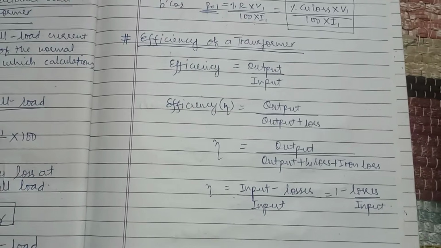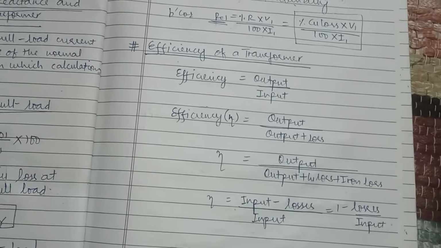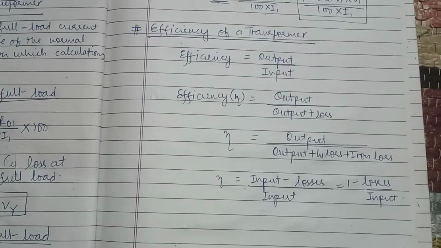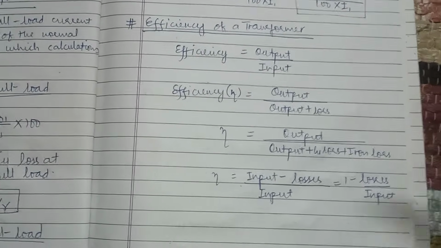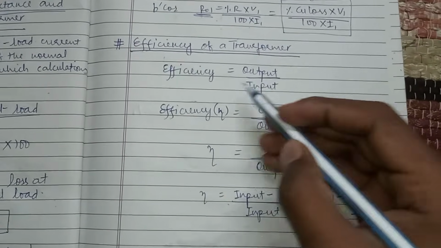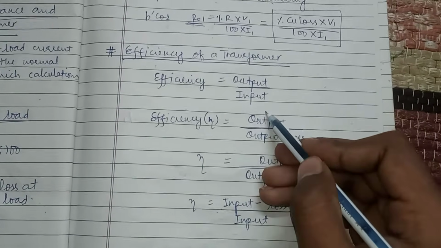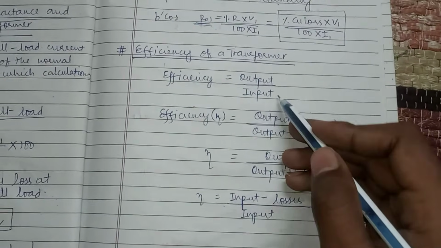Today we are going to study the efficiency of the transformer. Efficiency, be it of any electrical device, whether transformer, generator, motor or anything electronic, has the same formula, that is output by input. So efficiency is what? Output by input.